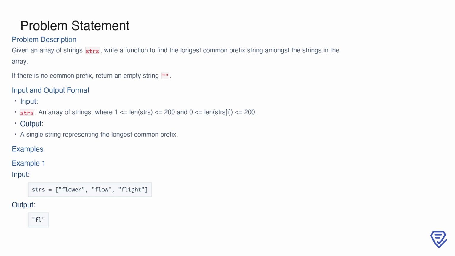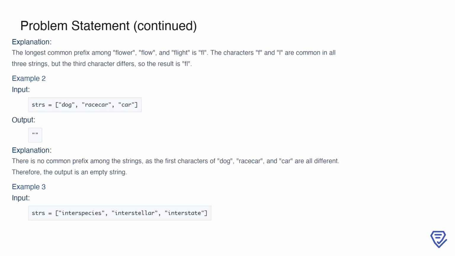For example, if the input array is flower, flow, flight, the output would be "fl". This is because the first two characters, f and l, are common at the beginning of all three strings, while the third character starts to differ. The reasoning behind the first example is that flower, flow, and flight share the prefix "fl", as the first two characters match in all three strings, but the third character is different.